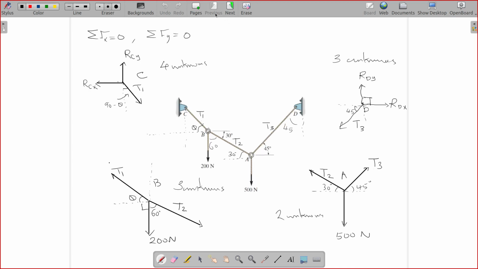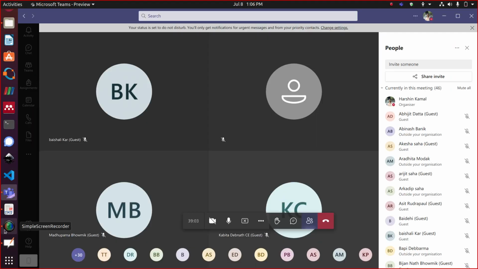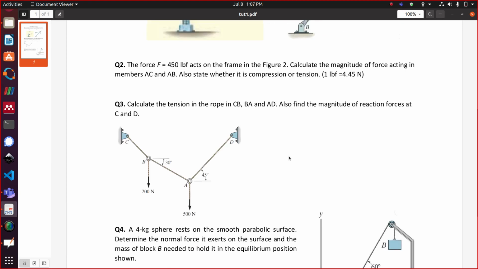That way you get T1 and theta. When you get T1 and theta, again you can solve this system and this system. No problem. Now, next problem.